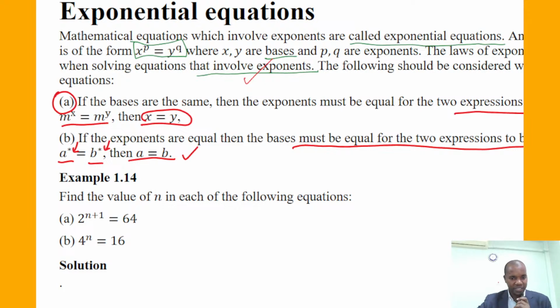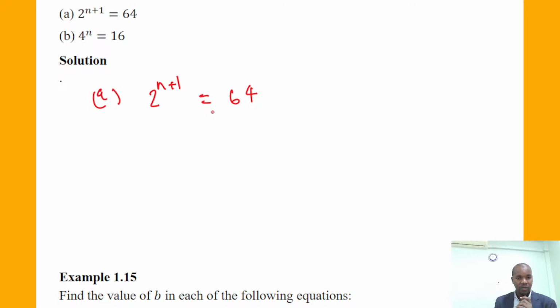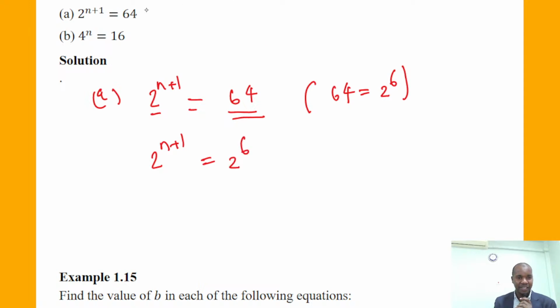So with this detail in our hand, dear students, let us go to specific examples. We have to express 64 in the form of exponents with base 2. When you break down 64, this is going to be 2 to the power 6. And so eventually you have 2 to the power n plus 1 equal to 2 to the power 6. We have seen that the bases are the same, and now we just compare exponents.